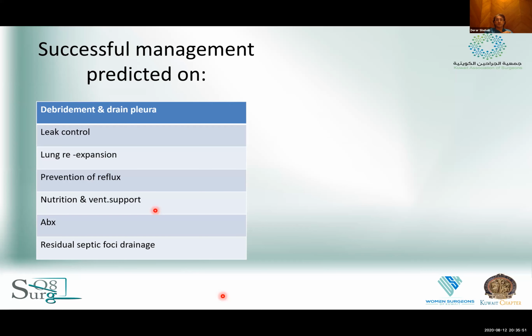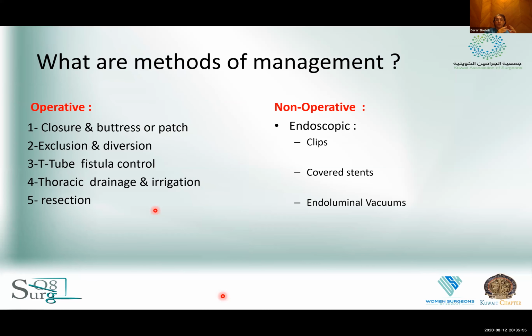So we have two methods for treating the severe perforation, either operatively or non-operatively. Operative management has many types, so we have options depending on the location, depending on the patient's condition, and depending on the esophageal status before your surgery. In operative management, we can close and buttress with a patch. We can exclude and divert those patients, or drain and control the fistula by putting in a T-tube or Malecot drain. Or last but not least, you proceed with esophagectomy.